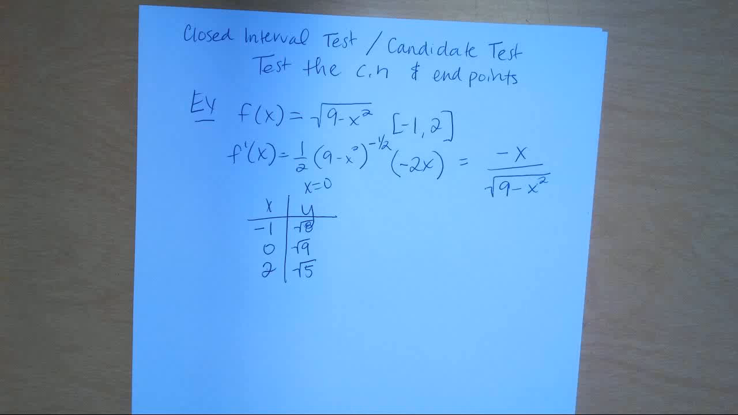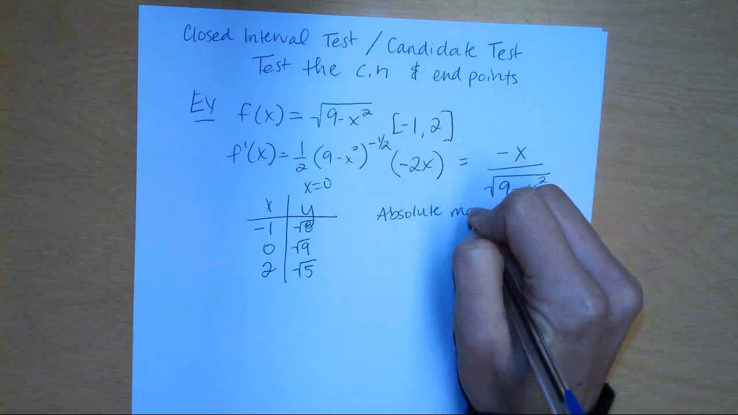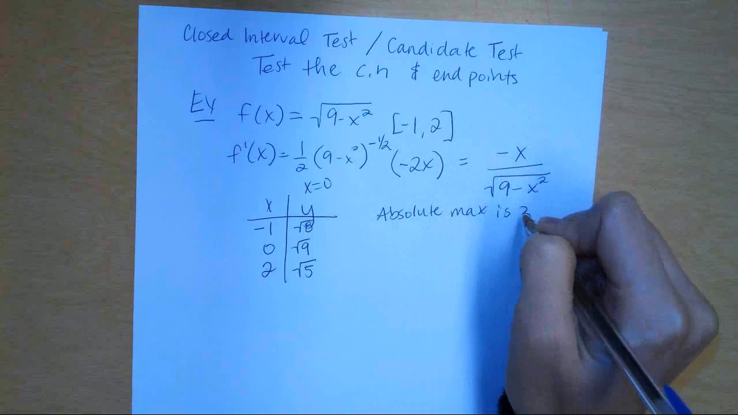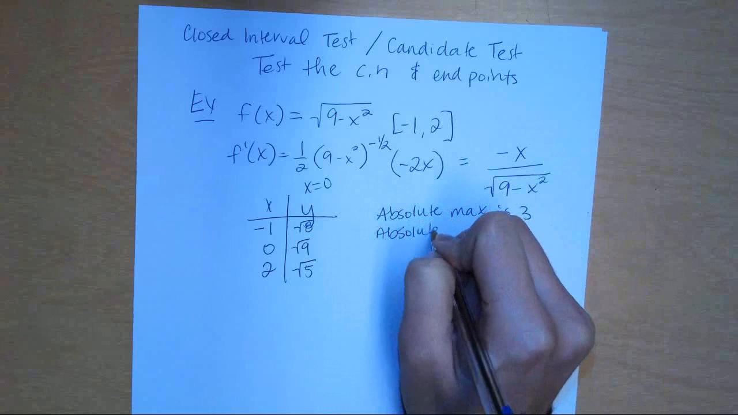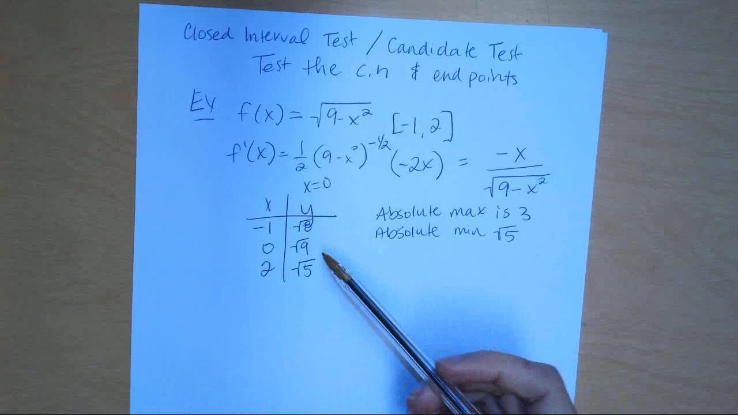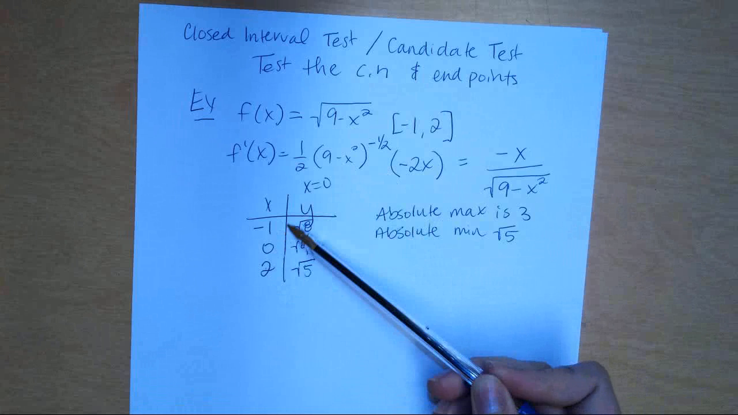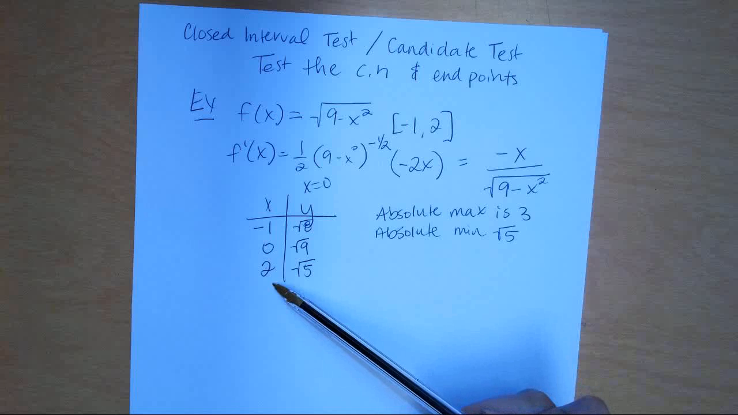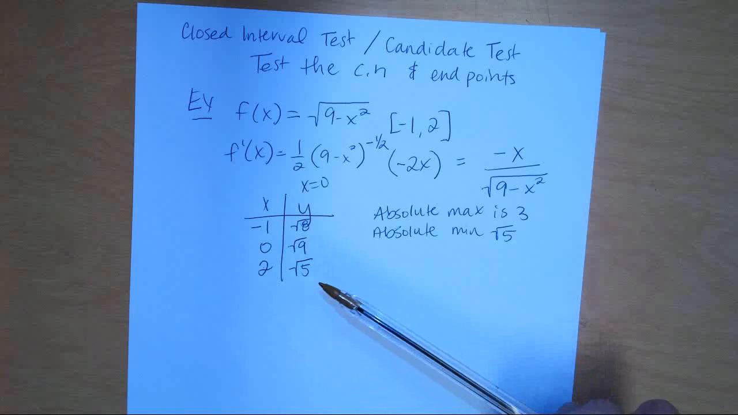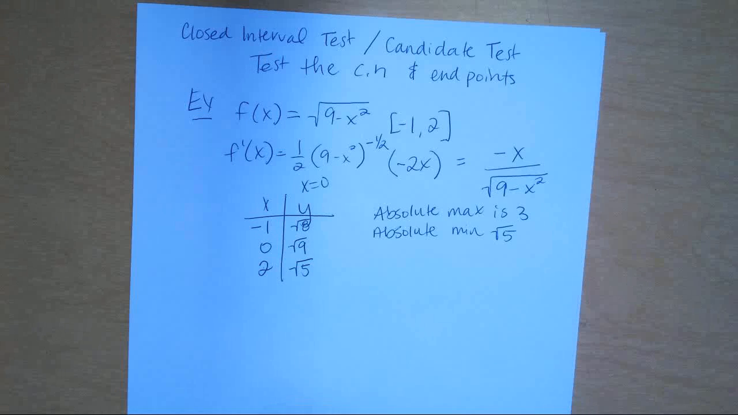Okay, so if the question was, what is the absolute max? What is the absolute max? 3. What is the absolute minimum? Square root of 5. So remembering that absolute max and absolute min are y values. And here's what we do. We have to take the derivative to find the critical numbers. Then we're going to set up a table where we have the critical numbers and the endpoints. So those are the only possibilities for the absolute max or absolute min. We're going to test them all. And that's going to give us what is the absolute max, what is the absolute minimum.